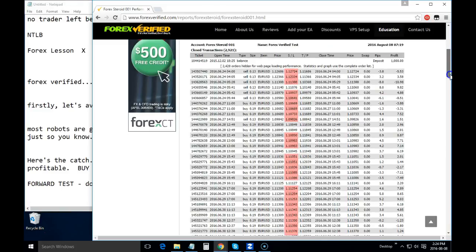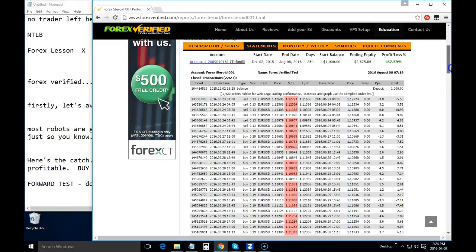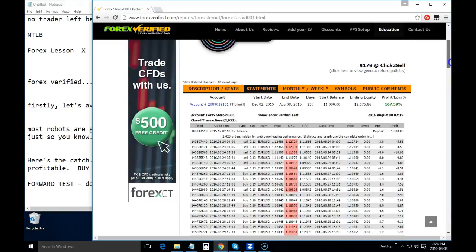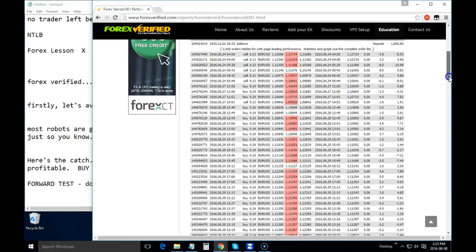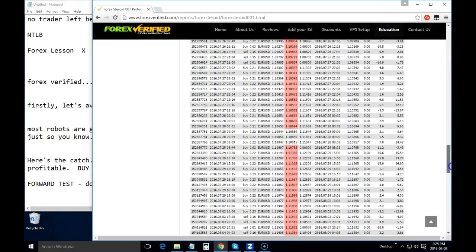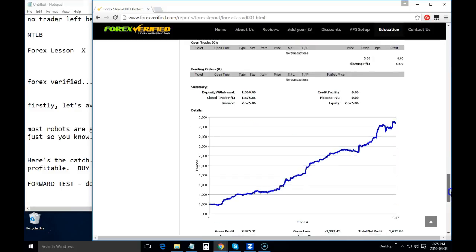Here's all the supposed buys and sells. Is it, and in fact, a verified account? So from December 2015 to August 8th, 2016, that's today, it's profited 167%. Here's the trades, blah, blah, blah, which kind of makes it look official. There's a wonderful chart, blah, blah, blah.